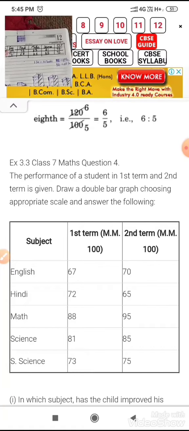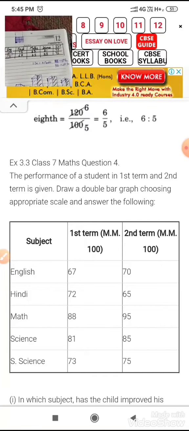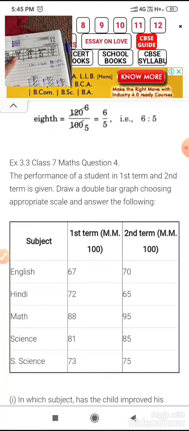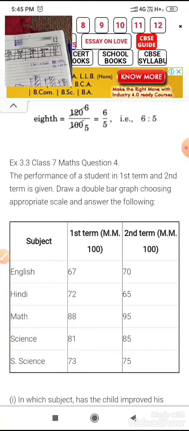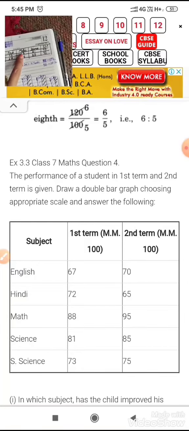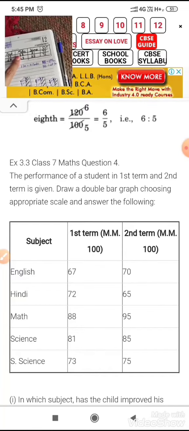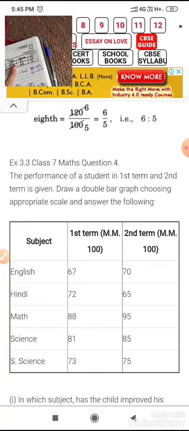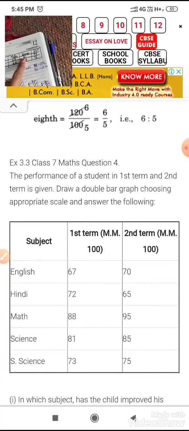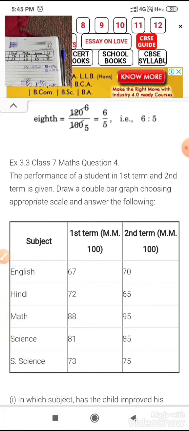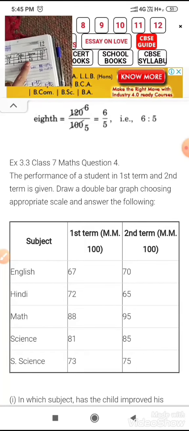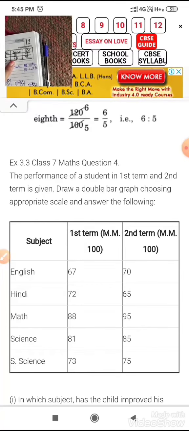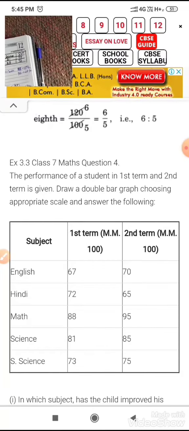In English, the student obtains 67 marks in first term and 70 marks in second term. Similarly, in Hindi, the student obtains 72 marks in first term and 65 marks in second term. In mathematics, the student obtains 88 marks in first term and 95 marks in second term. In science, the student obtains 81 marks in first term and 85 marks in second term. In SST, the student obtains 73 marks in first term and 75 marks in second term.